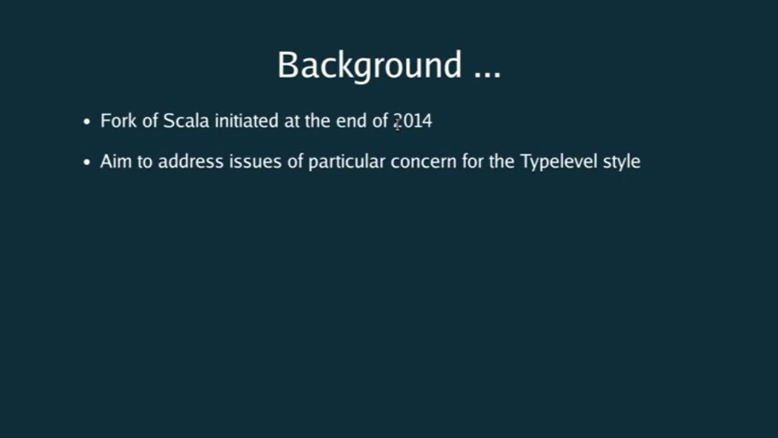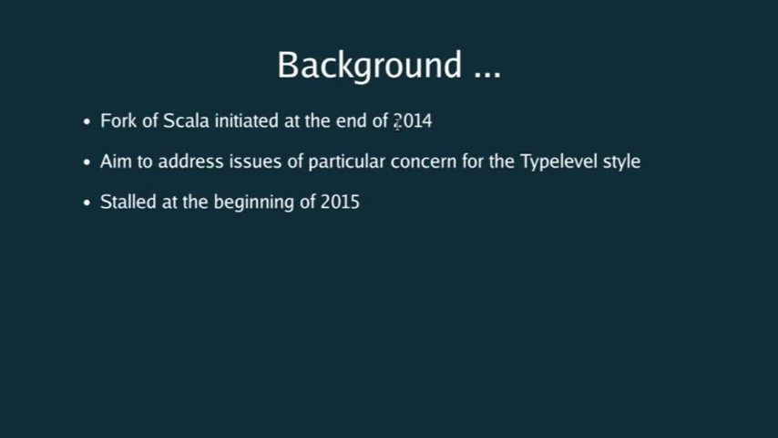So what is Typelevel Scala? Well, the background is that it's a fork of Scala that was initiated at the end of 2014, and the aim was to address issues in the Scala compiler as an actual concrete implementation, but also just in the language in general, that are particularly problematic for people programming in the pure typed functional programming style that is so important to the Typelevel family of projects. So the aim was to look at some of the outstanding bugs in the Scala issue tracker that are particularly annoying and difficult to deal with for people working in those projects.